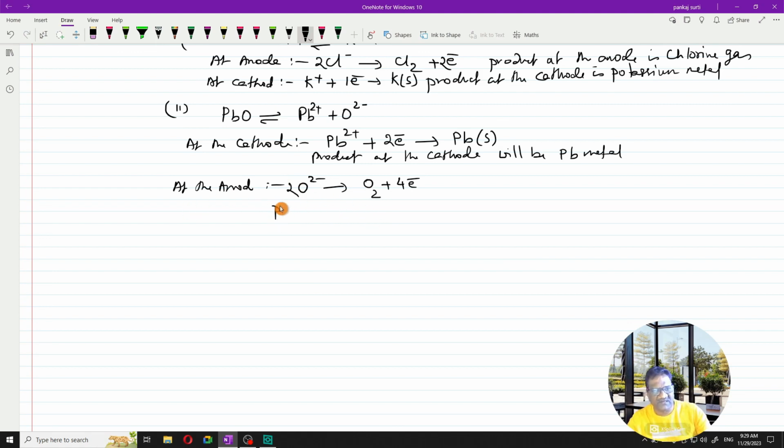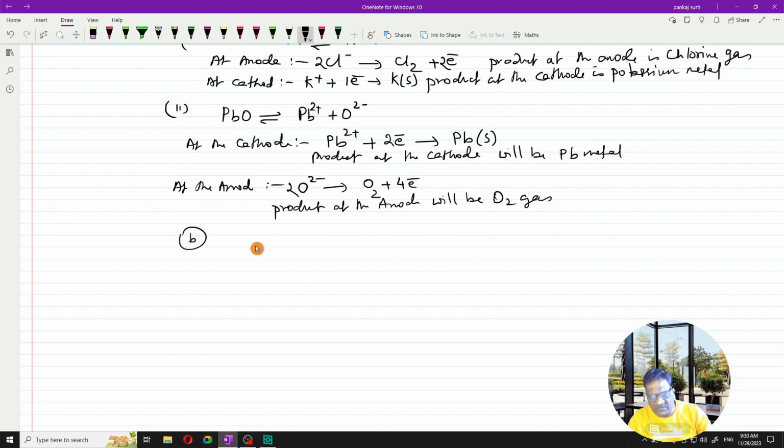So the product at the anode will be what? Oxygen gas. So you'll be able to see colorless gas in the form of bubbles coming at the anode. Okay, so you'll be able to observe that. So that was question number 2, A part. Now let us do B part.